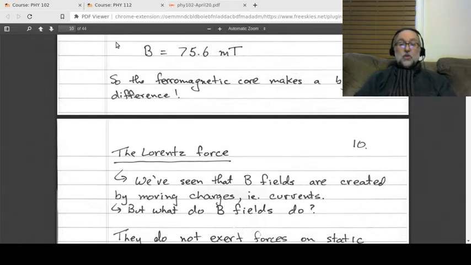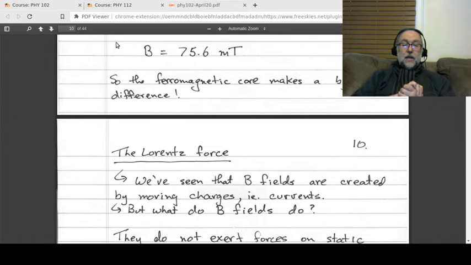So magnetic fields do exert forces on charges, but once again, magnetic fields don't exert a force on a static charge. Magnetic fields exert a force on moving charges, in other words, currents. This is kind of interesting. You need a current to create a magnetic field, and then once you have a magnetic field, that magnetic field will exert a force on moving charges, not on static charges.